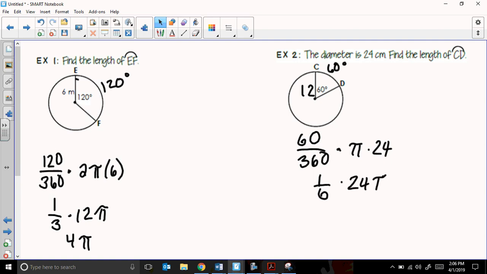And so if you wanted to keep it in terms of pi, we would just multiply the numbers. So 1/6 times 24 is 4. So 4 pi would be the answer here. And if I wanted the decimal, I'll go ahead and multiply those two together, and you get 12.57 centimeters in this case. So that means CD would be 12.57 centimeters long. Okay.